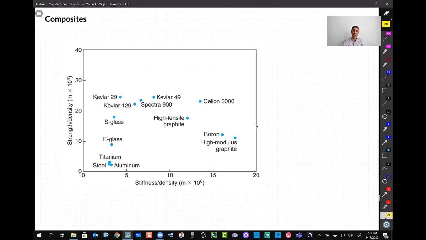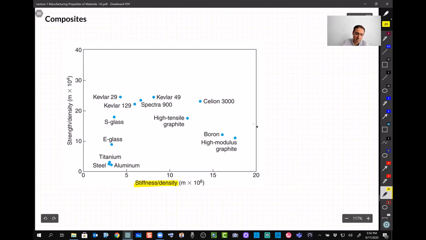Well, maybe this graph can tell us why we need more, or why we are greedy in terms of materials and their properties. Let's say the x-axis is the specific stiffness. And again, to remind you, specific stiffness is modulus of elasticity per density. And the y-axis is the specific strength, which is Sy, the yield strength, over density. So ideally, we want a material to be around this corner, right? We want something to be very strong, high strength, and high stiffness. But at the same time, we want something to be light.